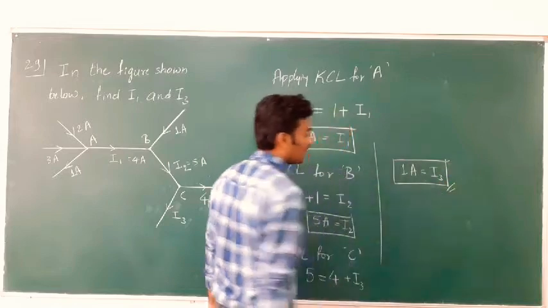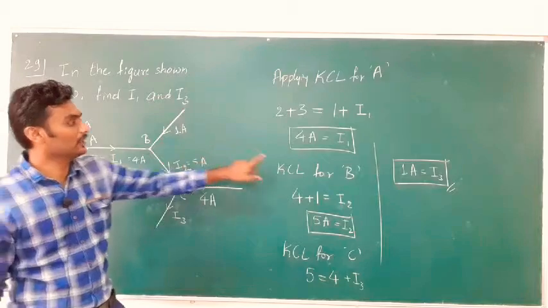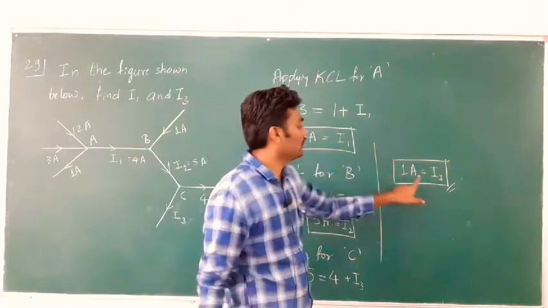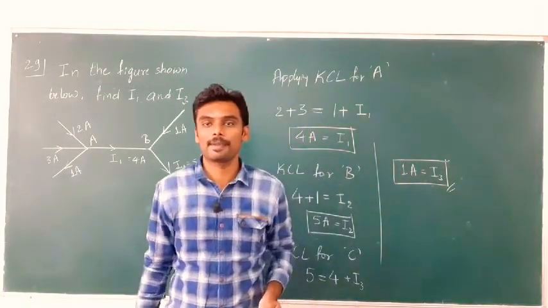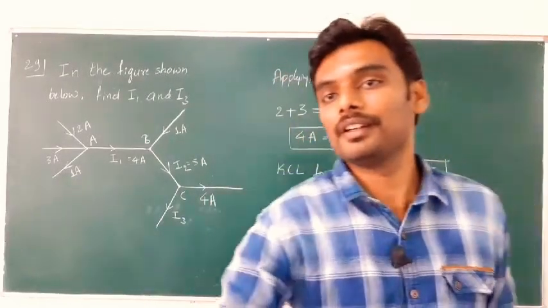I3. That's it. What we needed were the values of I1 and I3, and here we have I1 and I3 obtained. Clear? Very easy. We are making use of KCL here to get the values.